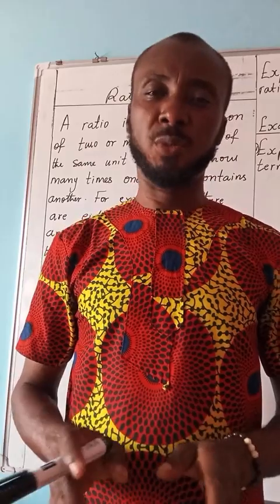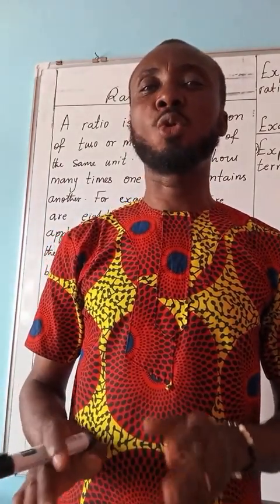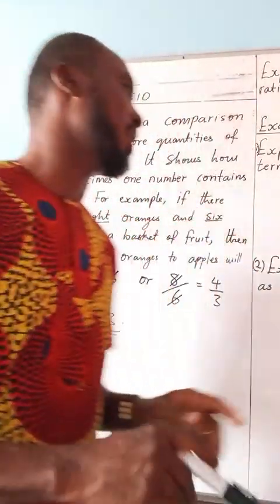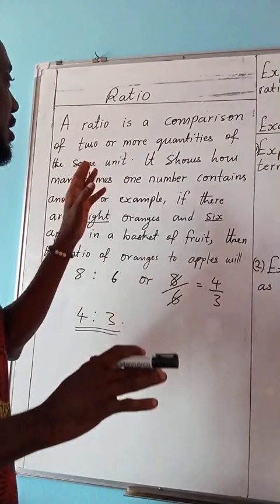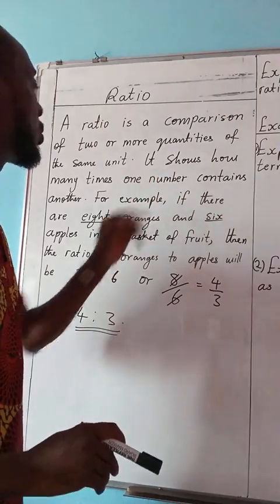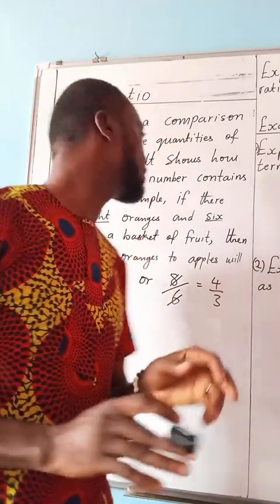Now, what is ratio? Ratio is the comparison between two or more quantities of the same units. We say a ratio is the comparison between two or more quantities of the same units. It shows how many times one number contains another.